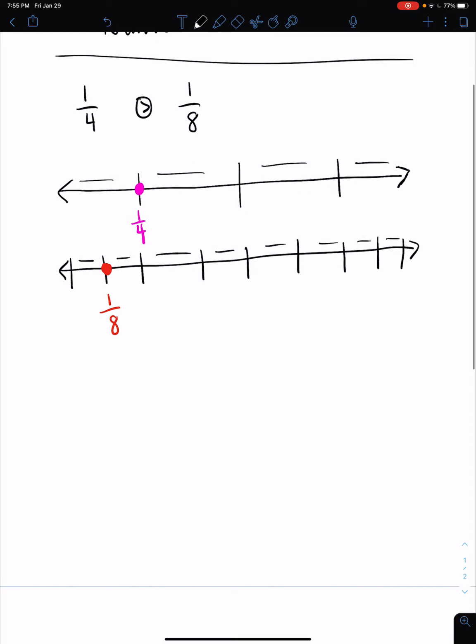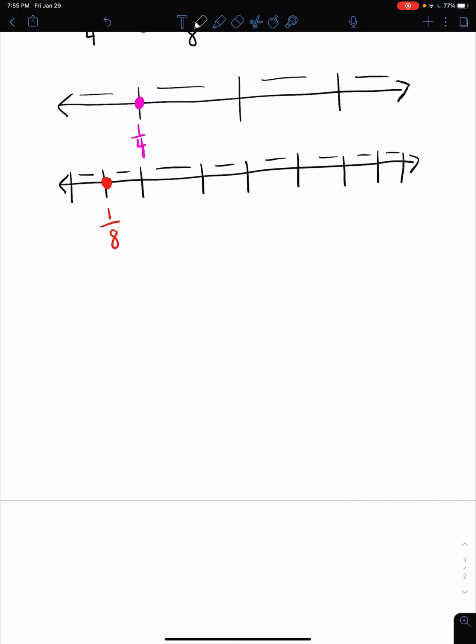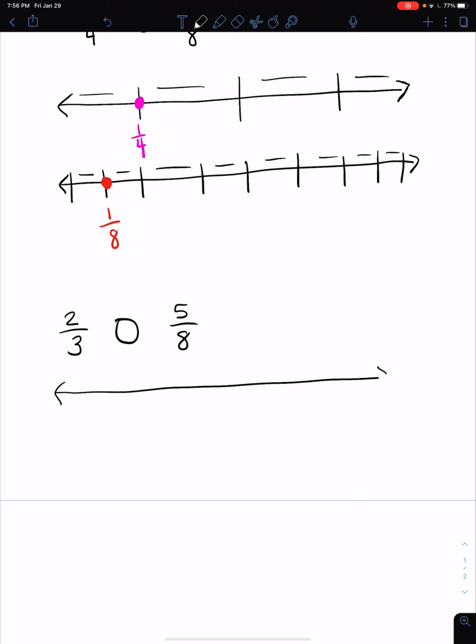So let's look at another one. Let's say I have the fraction, let's use the fraction 2/3 and 5/8. So again, I want to draw my number lines and I want to try to make them the same size. Okay, 0, and we know this is going to be 1, 0, and 1. So again, I'm going to make this top number line my 1/3, and I'm going to make this bottom line my 1/8.